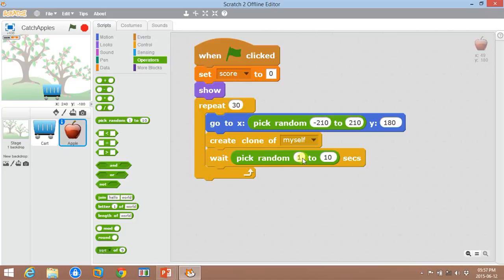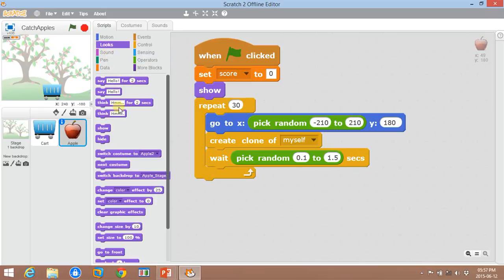And we're going to wait not 1 to 10, because that would take too long. We're going to wait between 0.1 and 1.5. So we're going to wait anywhere between 1/10 of a second and 1.5 seconds. Okay. And then we are going to go back to our looks collection, and we're going to find our hide block, and we're going to put that underneath our repeat.